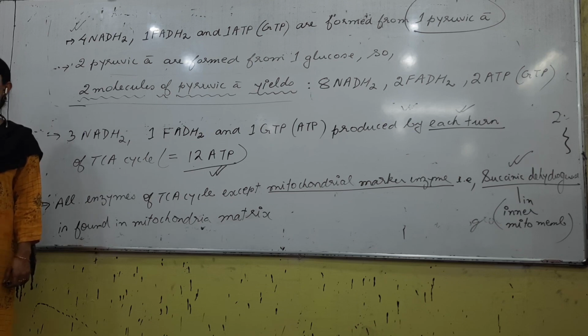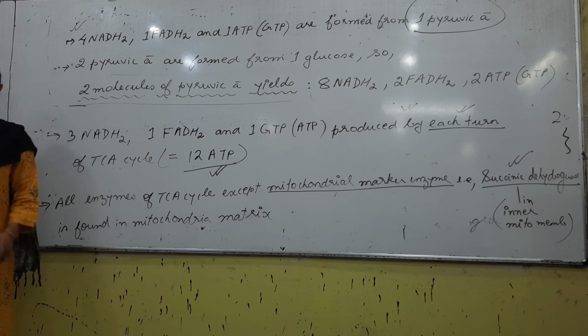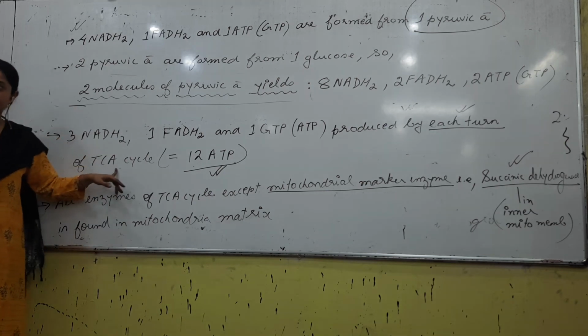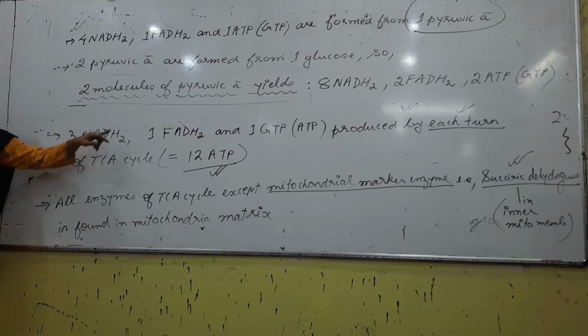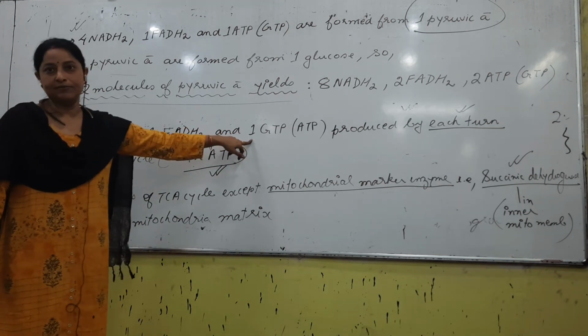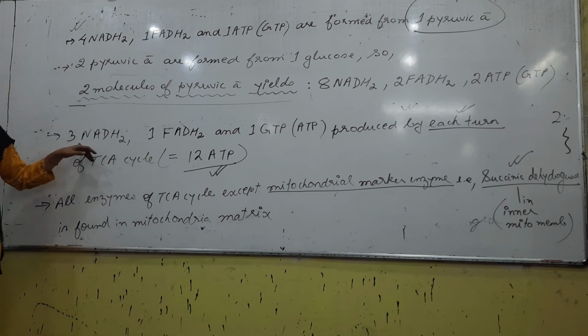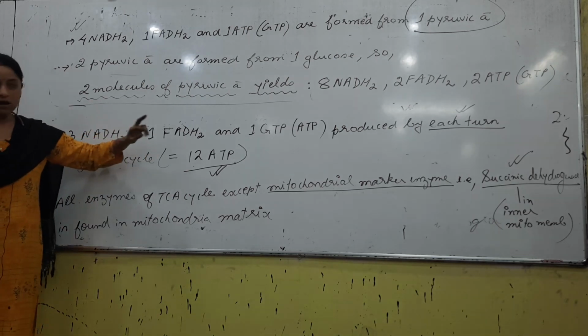Look at the Krebs cycle, what do you see? In the Krebs cycle, how many NADH2 are produced? Three steps produce NADH2, one step produces FADH2 and one GTP is produced. So if the question precisely mentions one round of TCA cycle, we write 3 NADH2, 1 FADH2, 1 GTP. From the diagram, the total: 3 NADH2 is 9, 1 FADH2 is equal to 2, and 1 GTP.